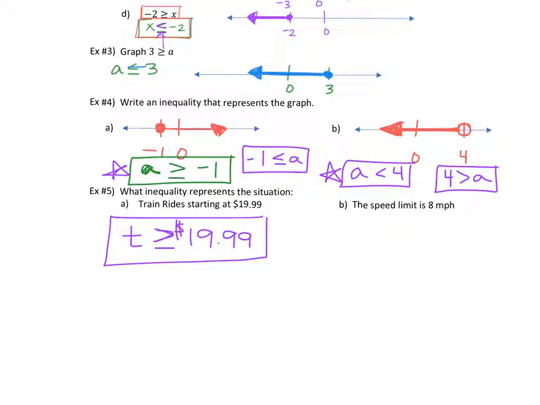Does that make sense? Okay, so now think speed limit. I don't know what speed limit is 8 miles per hour. That's a weird miles per hour. I should have done like 55, but it was 8. This is your answer. You're just looking for the inequality that shows you the situation. Okay?